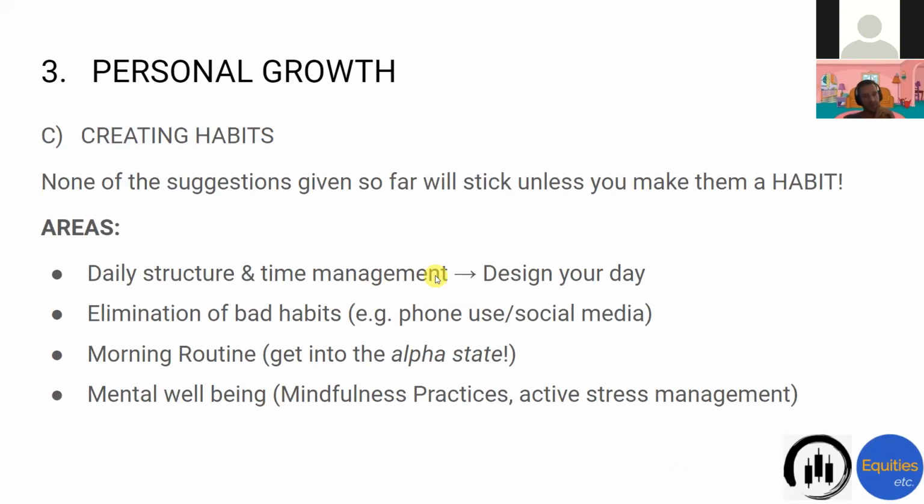The next big topic I have here is creating habits, because whatever I suggested so far, also in the first part, if it doesn't stick, if you can't make a habit out of it, it's useless, right? So creating habits, I think, in our business is extremely important.